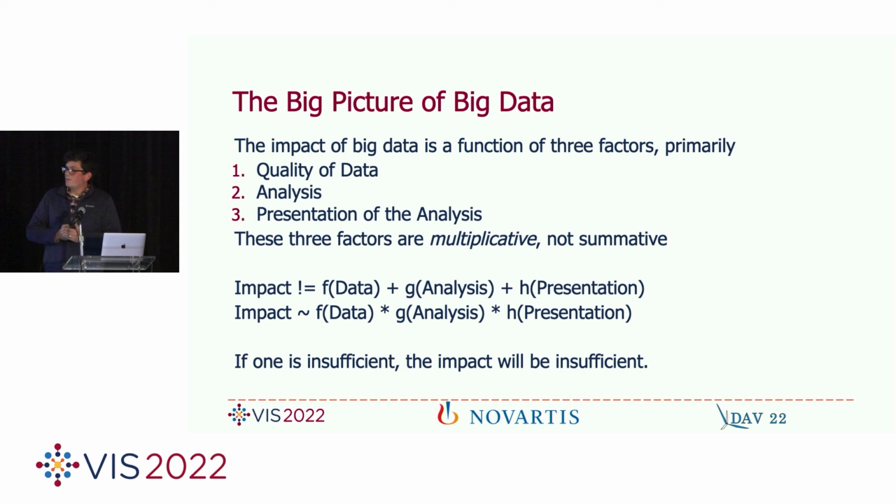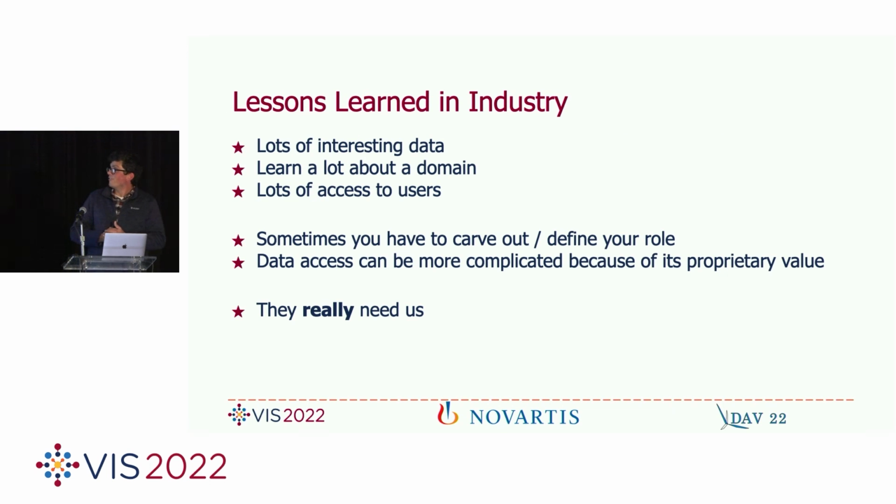Okay, so very quickly, I have a very short list here of some of the lessons that I've learned, sort of the positives and the negatives of working in industry compared to my PhD. So obviously data is a really good reason to go into industry. There's a lot of interesting data that's proprietary that you don't get access to. You can learn a lot about a domain. You know, I get to talk to scientists every day. And you have a lot of access to users too.